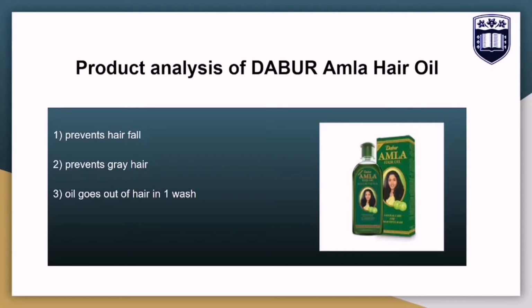Through our research and visiting many stores, we found some intangible and tangible benefits of the DABUR Amla hair oil. First, it prevents hair fall. Second, it prevents gray hair. Third, oil goes out of hair in one wash. Fourth, it prevents split ends. Fifth, it can be washed with any water temperature, hot or cold. Sixth, it has a unique fragrance.